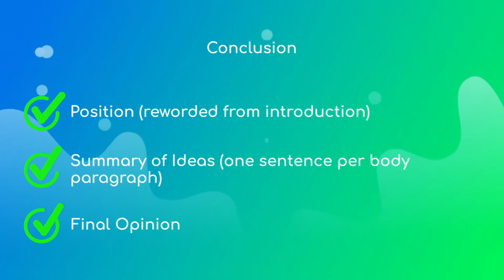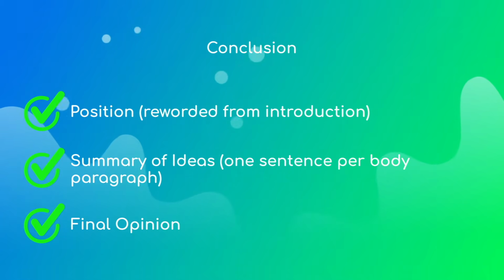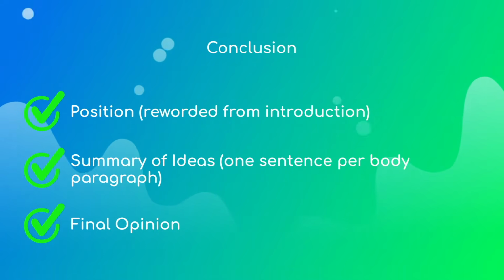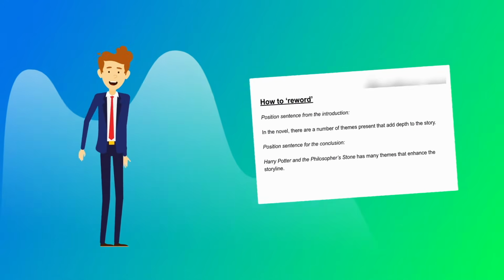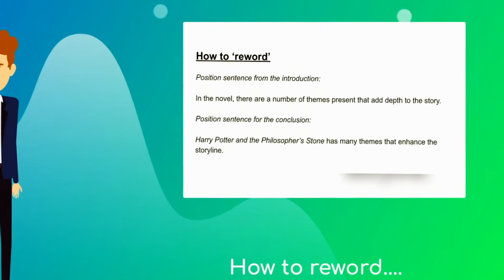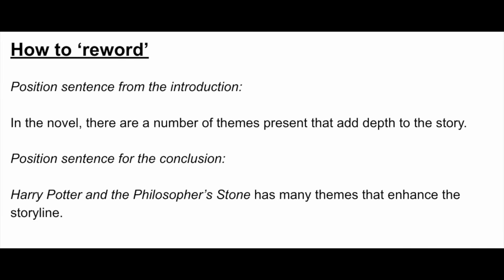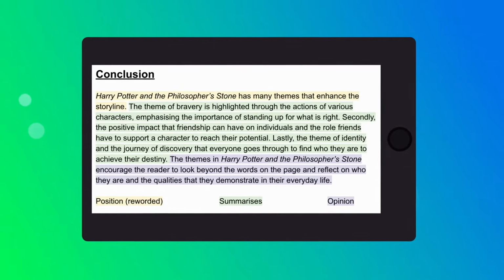Here is the structure of the conclusion paragraph. The first sentence is your position reworded from your introduction. Then your summary of ideas, 1 sentence per body paragraph, and then the final opinion. Before we look at a complete example, let's see how to reword the position statement from the introduction. The easiest way is to take that sentence and change the words around so that it means the same, but it sounds different. And here is the final paragraph of our example essay about Harry Potter and the Philosopher's Stone. As always, feel free to pause this video so that you can check how each sentence looks.